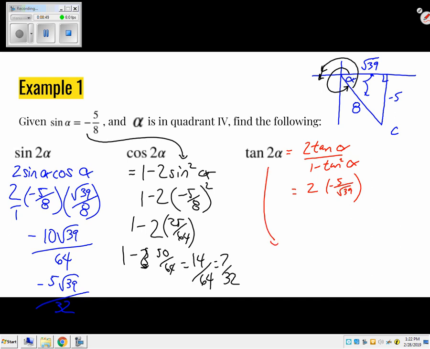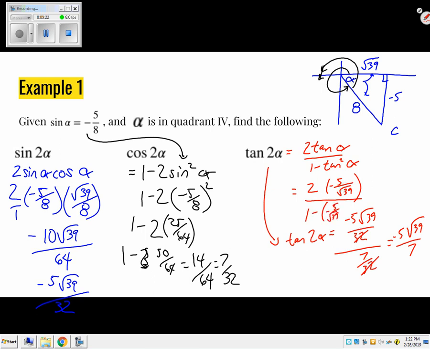Victoria said, if we find tangent of 2 alpha, it has to be just sine of 2 alpha over cosine of 2 alpha. Keep, change, flip will just cancel those 32s, and I get negative 5 square root of 39 over 7. And that is the exact answer we would have eventually gotten with all of this. It would have just taken a longer time.